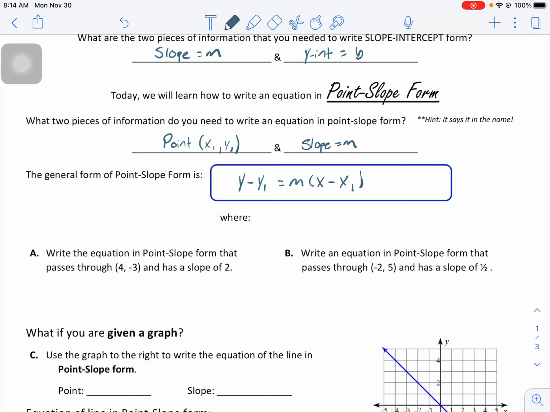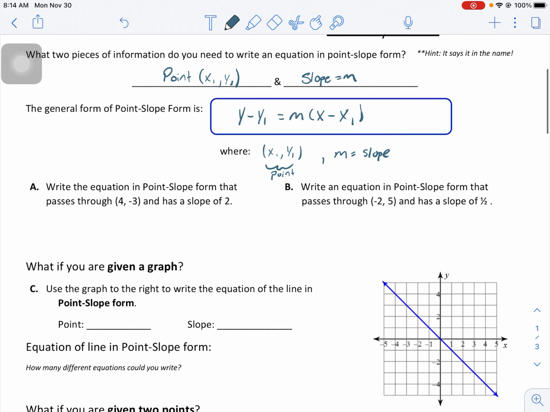The x1 and the y1 are the coordinates of our point, and the m is our slope, which I said above.